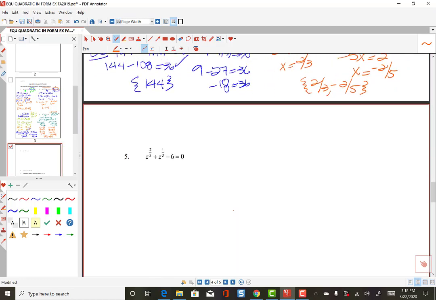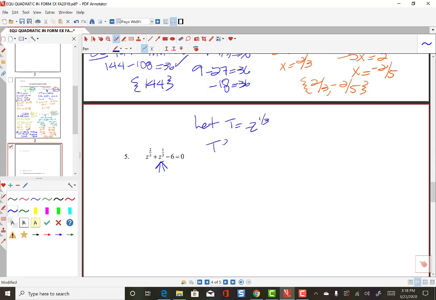Alrighty, now let's kind of scroll down here and try a few more. So I'm on the second page here. Now, in this case, I have z to the 2/3 power plus z to the 1/3 power minus 6 is equal to 0. So again, we're going to do a substitution, and as I said, these are all kind of contrived, if you will. It's the term in the middle. We don't include the coefficient, just the variable part of the term that's in the middle. So again, what if I was to let capital T be z to the 1/3 power?